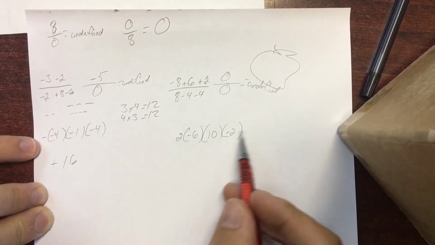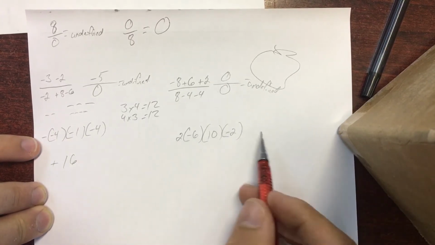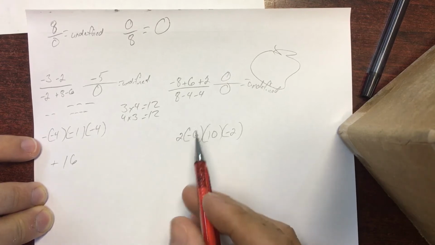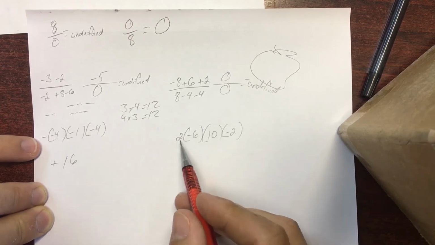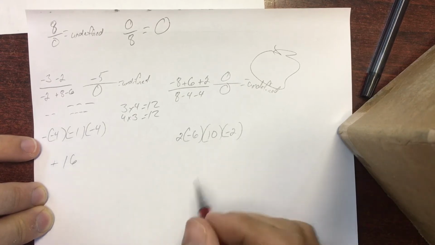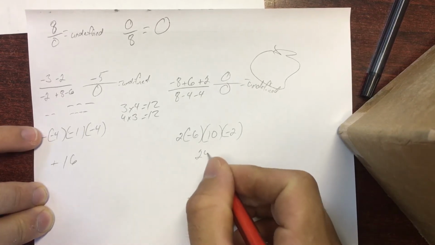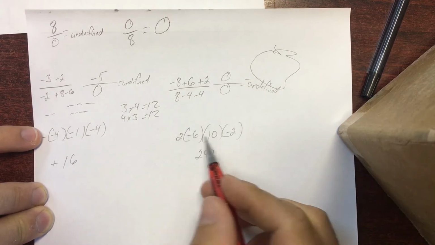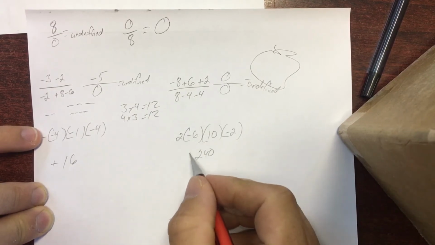Doing this one, 2, 6, 10, and negative 2, I'm just going to work it from left to right. It'll probably be as easy as anything. We could work it in any order. But if we go 2 times 6 is 12, times 10 is 120, times 2 is 240, and we've got 1, 2, an even number of negative signs, so that's a positive.